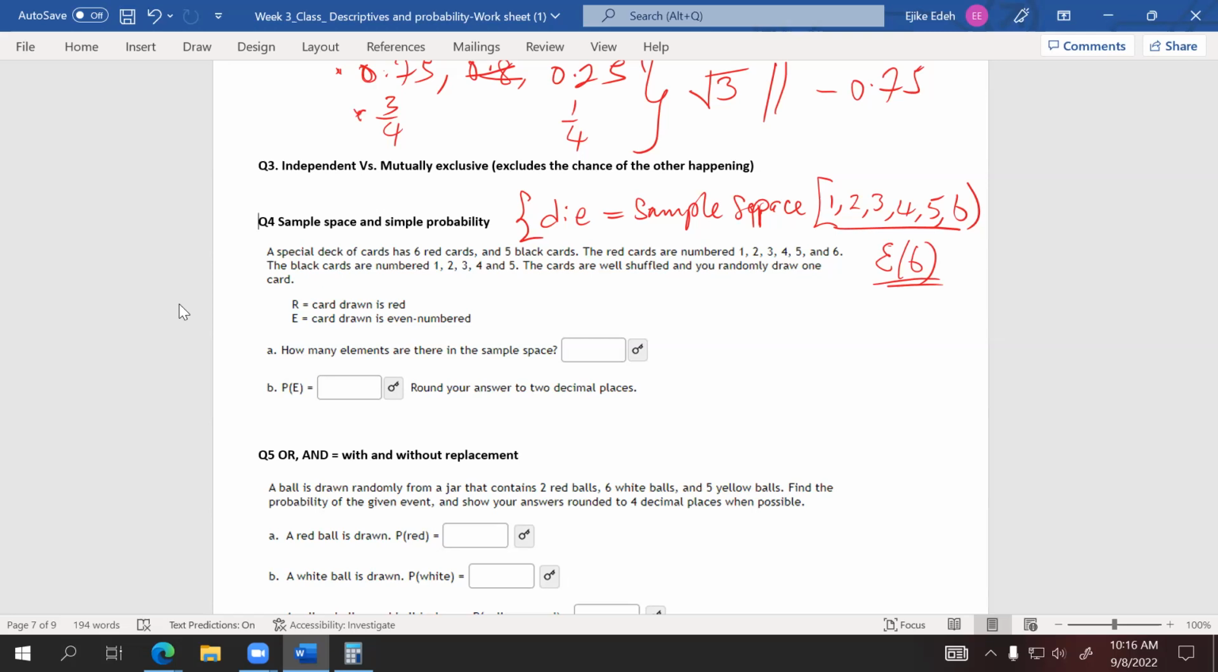R represents a red card and E represents even numbered cards, right? So probability of getting a red card will be represented as P(R), and probability of getting an even numbered card will be represented as P(E). Okay, so those are just straightforward notations. The first question says, how many elements are there in the sample space?